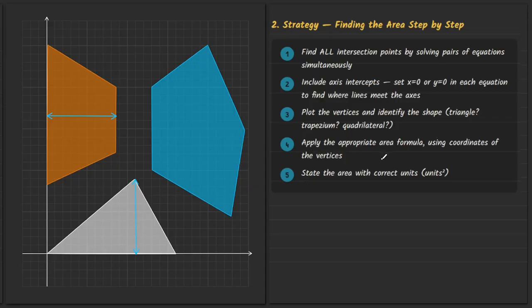Then we apply the appropriate formula. If it is a triangle and you think you can easily determine the height, fine. But if you want to use the shoelace, then you can use that as well. And don't forget your unit. Whatever unit you are working in, because you are working for area, the unit is going to be squared. So with all this said, let's quickly solve some examples.